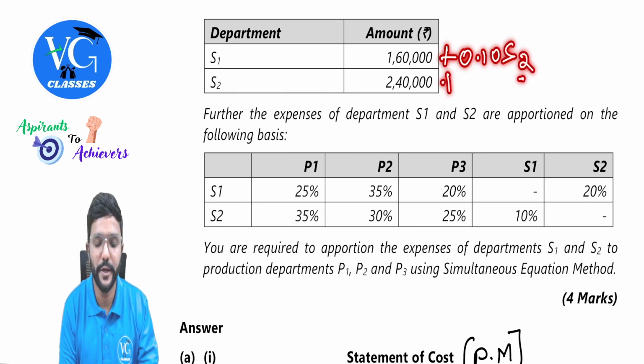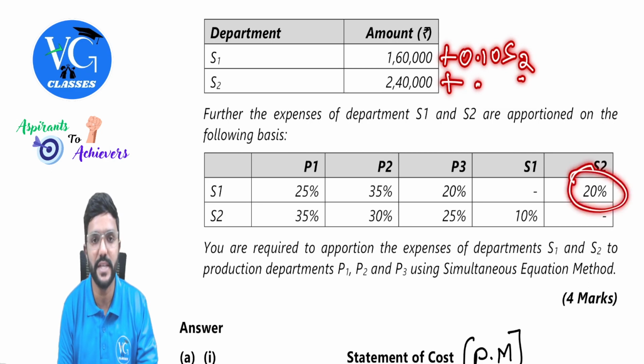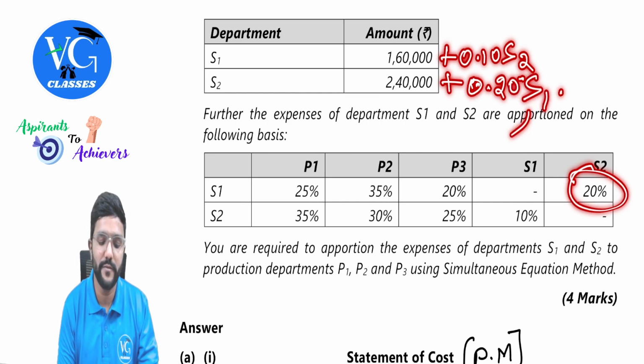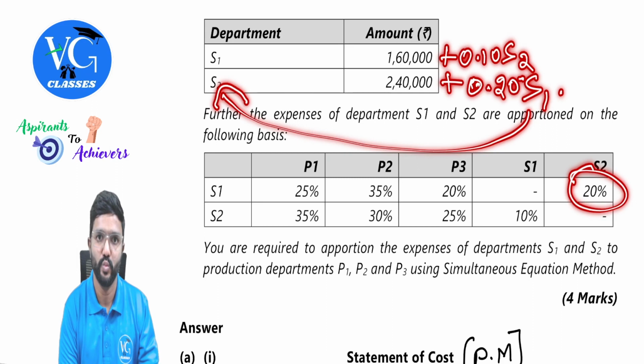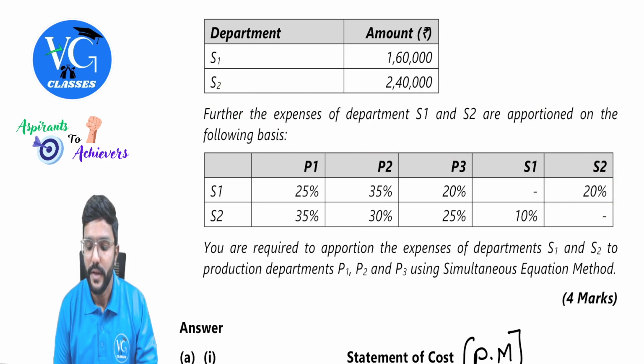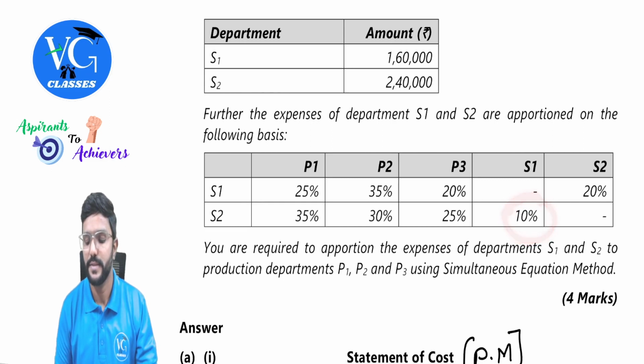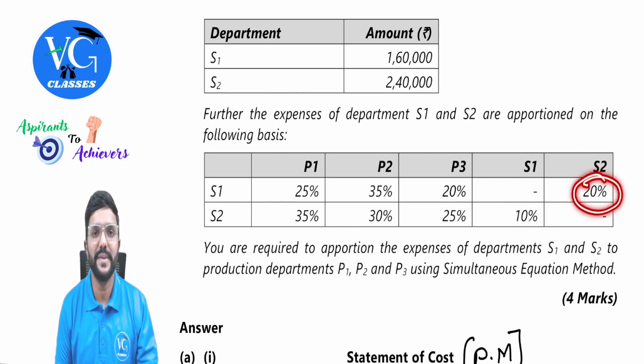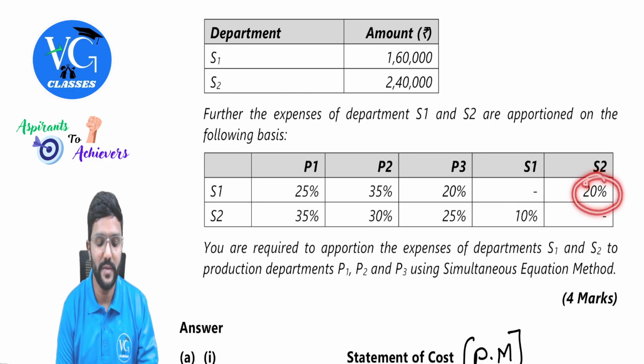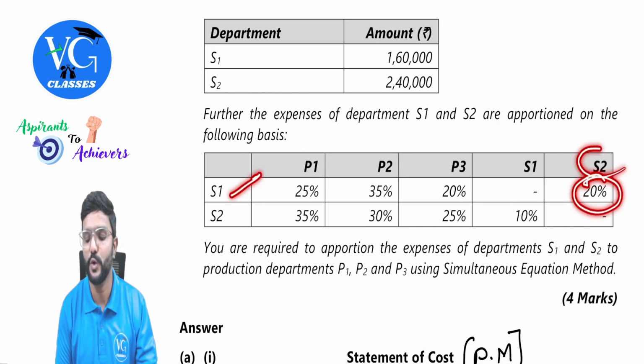Then coming to S2, the cost would be 2,40,000 plus they are receiving 20% service from S1. So whatever is the total cost of S1, 20% of that will be apportioned to service department 2. Hope you are getting it. Please be careful, I repeat: S1 is receiving 10% service from S2, so 10% of the total cost of S2 will be reapportioned to S1. Same way, S2 is receiving 20% service from S1, so 20% of the total cost of S1 will go to S2.